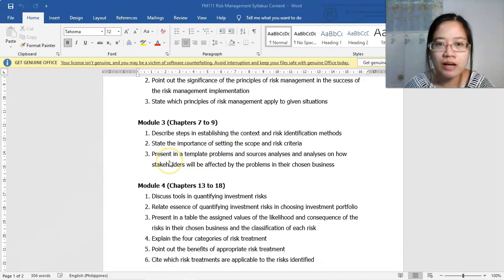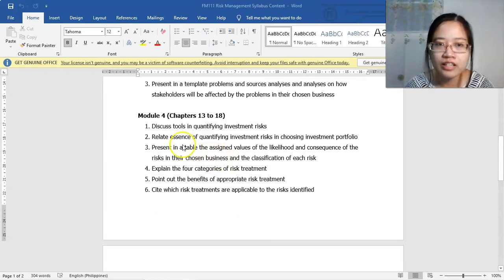Okay? Tapos, meron din ditong template problems and sources analysis on how different stakeholders will be affected. Okay? Yung mga different risks that they would be exposed to. Okay? And then module number 4, we will be discussing chapters 13 to 18.